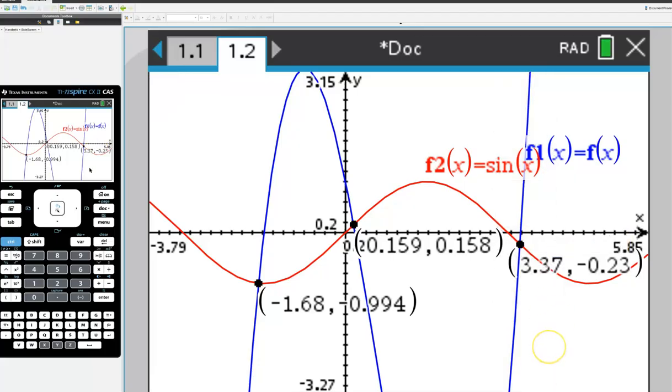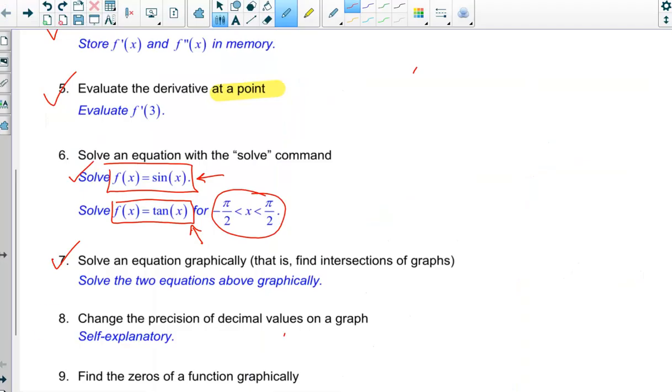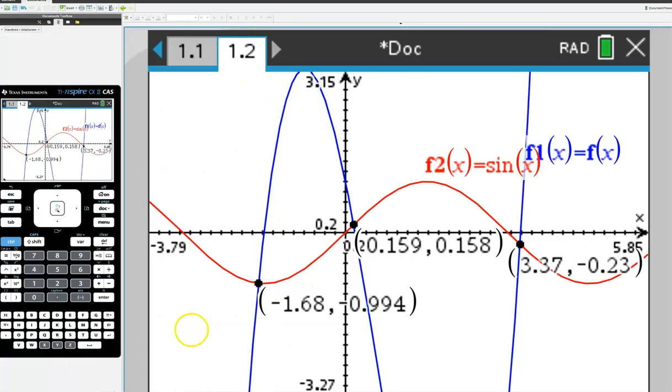So I found all three intersections, and I know what you're thinking. Mr. Vass, this right here does not meet our acceptable precision of decimals accurate to 3 places. It doesn't, right? So let me show you something here. Number 8 says change the precision of decimal values on a graph. So what I'm going to do is hover over the text, and then I'm going to hit the plus key.